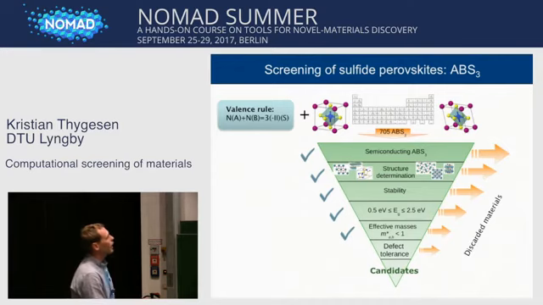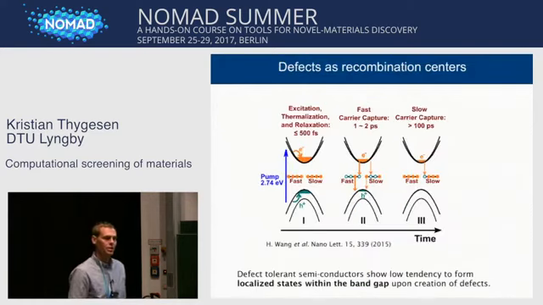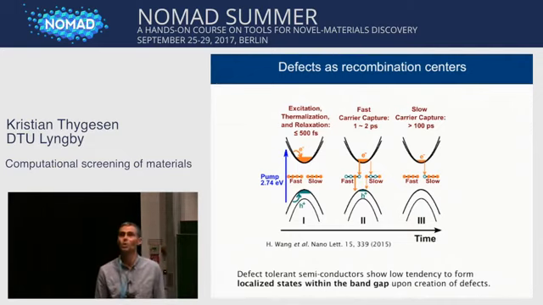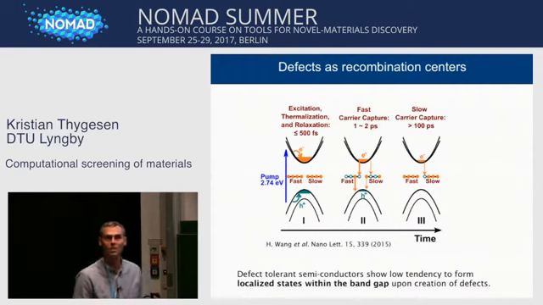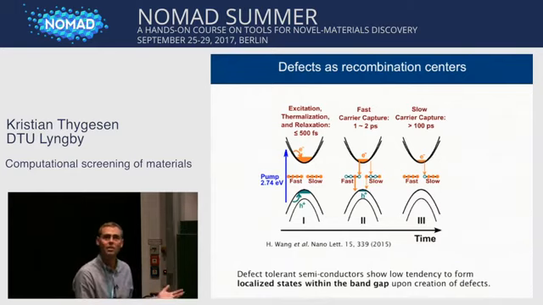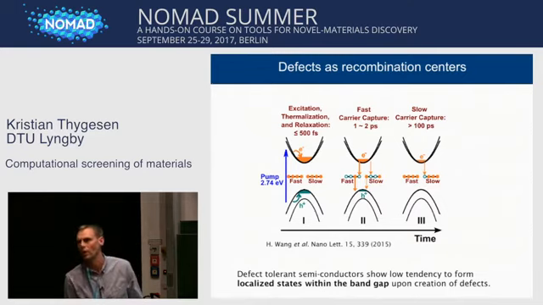Okay, the final thing we have here in the screening funnel is what I call defect tolerance. So in reality, defects play a very important role, probably a much more important role than we would like to believe as theoreticians, because defects are difficult to treat. In DFT calculations, they require large supercells, and therefore typically, at least in these high throughput screening studies, defects are typically not taken into account. However, they are really important.